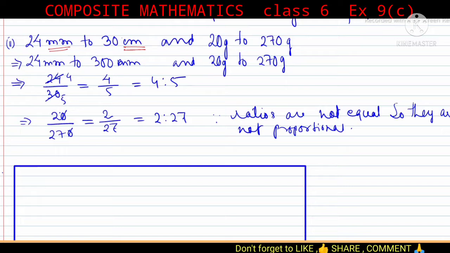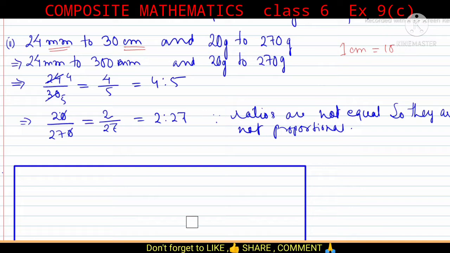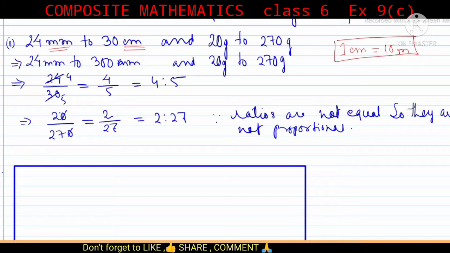So we know 1 centimeter is equal to 10 millimeter. 1 centimeter equal to 10 millimeter. So 1 centimeter is equal to 10 millimeter. So we know the relation very well. Use this to convert this to millimeter. So it is 24 millimeter to 30 millimeter.